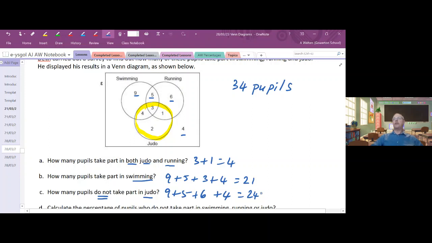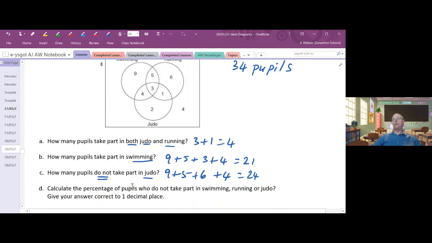And then there's a percentage question. Okay, so we've had probability questions. There's a percentage question here now. Calculate the percentage of pupils who do not take part in swimming, running or judo. Correct to 1 decimal place. Do not take part in anything. So these 4 pupils do not take part in anything.